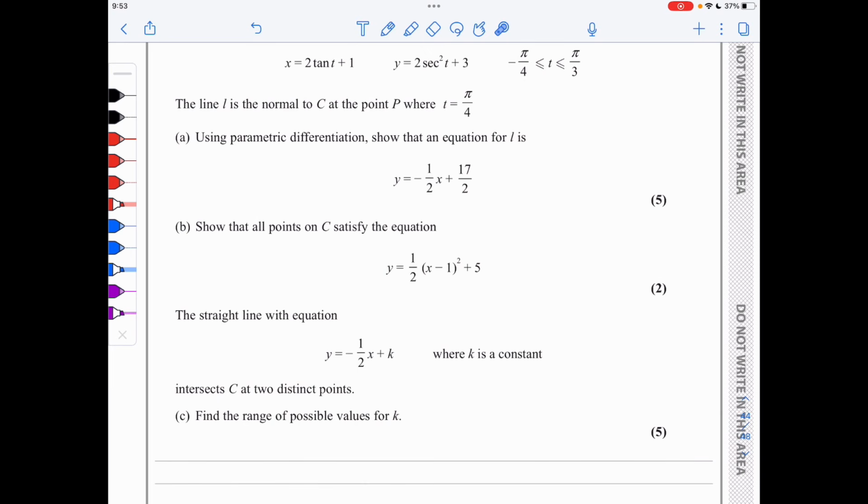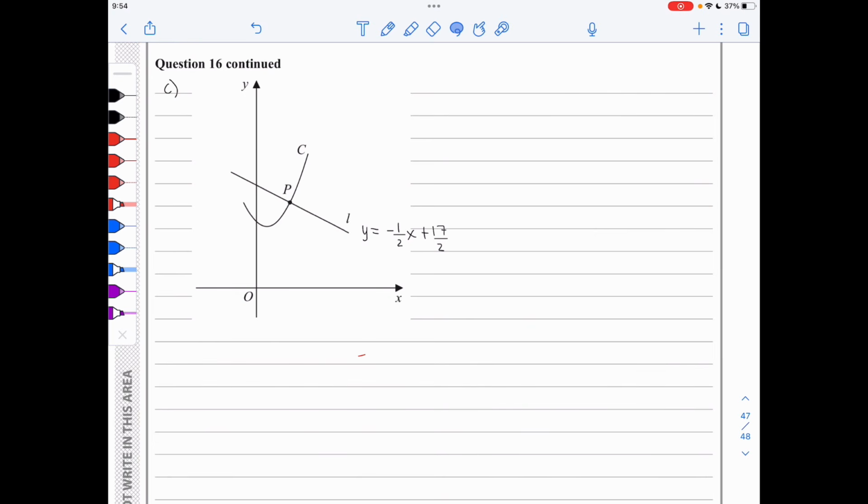And finally, in part C, we are told that the straight line with equation y is minus a half x plus k, where k is a constant, intersects at 2 distinct points, and we need to find the range of possible values for k. I will start by recalling that we have already established that the normal at P has a gradient of minus a half. So the line y is minus a half x plus k will be parallel to this line.